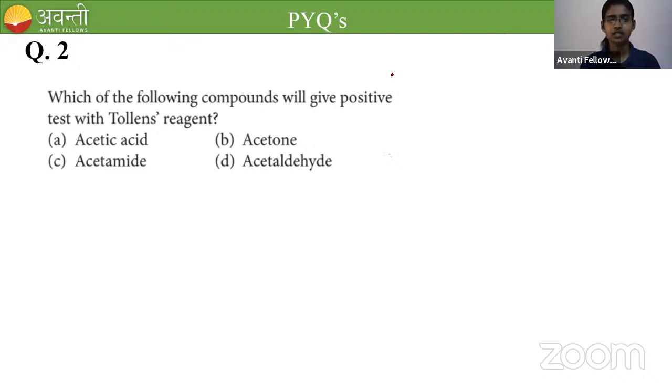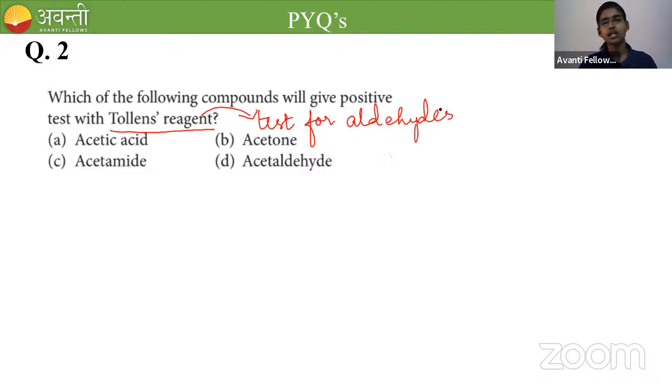So the answer is option D, right? Acetaldehyde. So why do we use Tollens reagent? To test whether the compound has an aldehyde or not. So it is used as a test for aldehydes. Can I have the name for the Tollens reagent solution? Ammoniacal silver nitrate is used as the Tollens reagent, right?